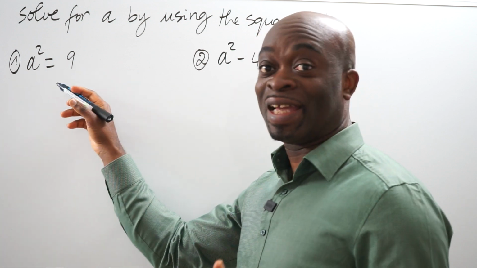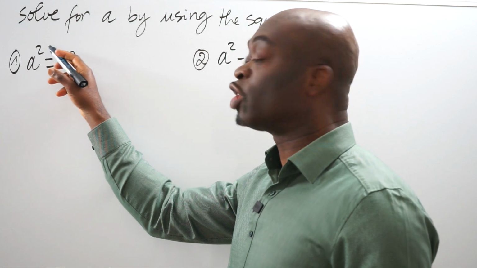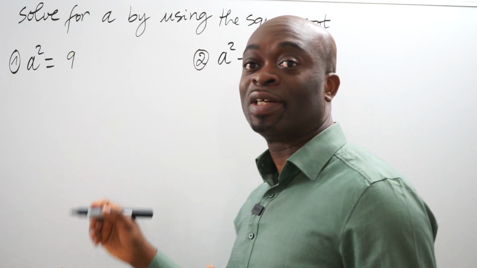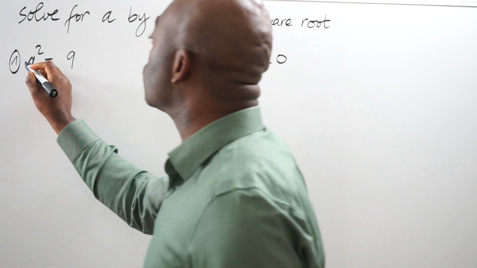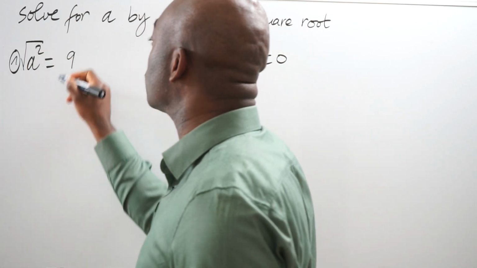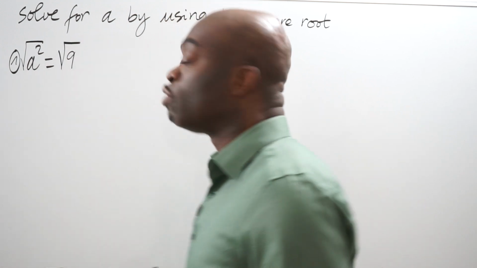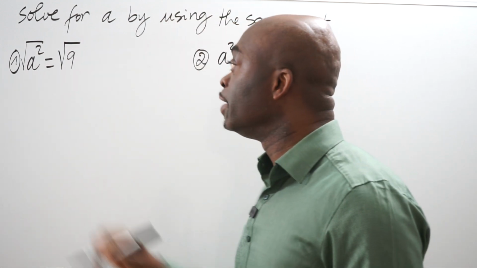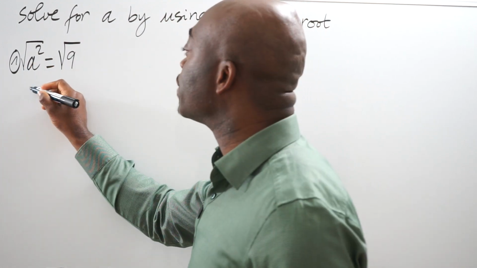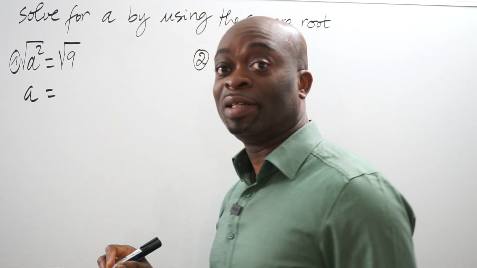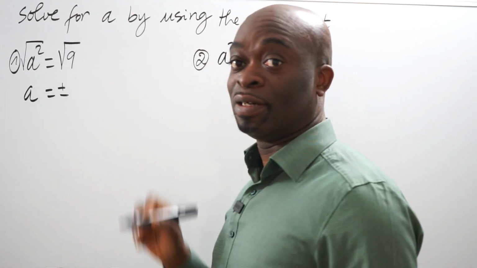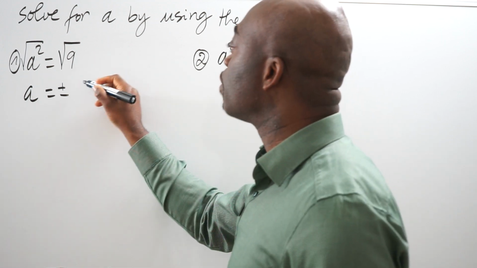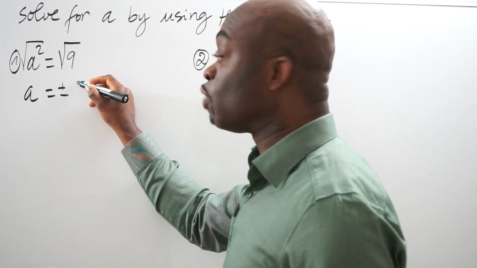And to be able to get a, that means we need to eliminate the 2. We need to cancel the 2 by doing what? Taking the square root of both sides, okay? So taking the square root of this one here and taking the square root of that side. So the square root of a squared is going to give us a. And then that'll be equal to what? Plus and minus the square root of 9, which is what?